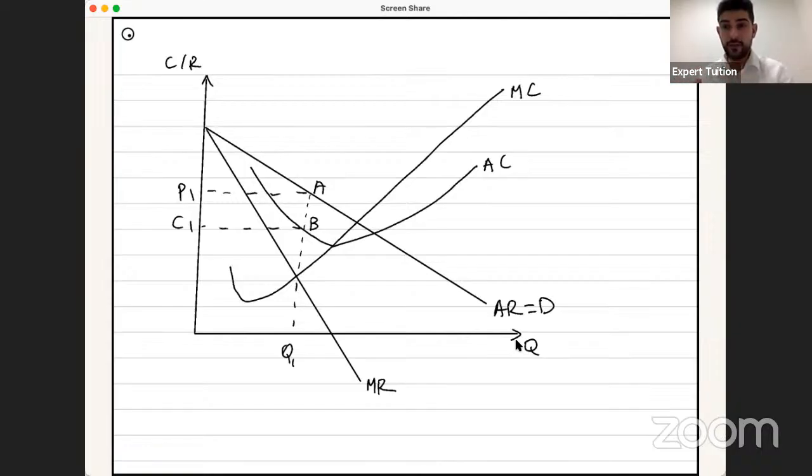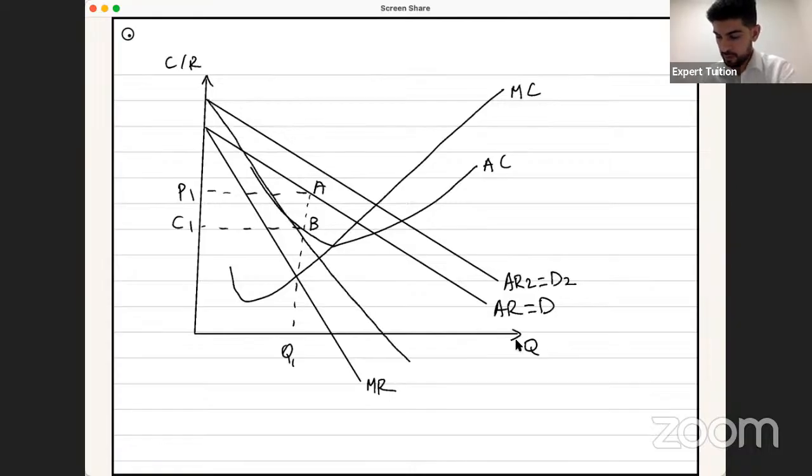Now, when AR shifts, can it shift in isolation? Well, no, AR cannot shift by itself. AR must shift with MR. They always move together. It is impossible for AR to shift without MR. The easiest way to depict that on a diagram is just simply start at a higher point on the y-axis and draw a parallel shift for me. So we're going to go AR2 equals D2. And again, over here, sort of like there, that is MR2.